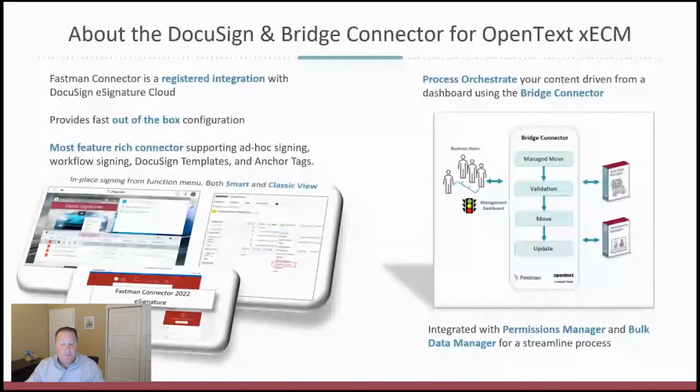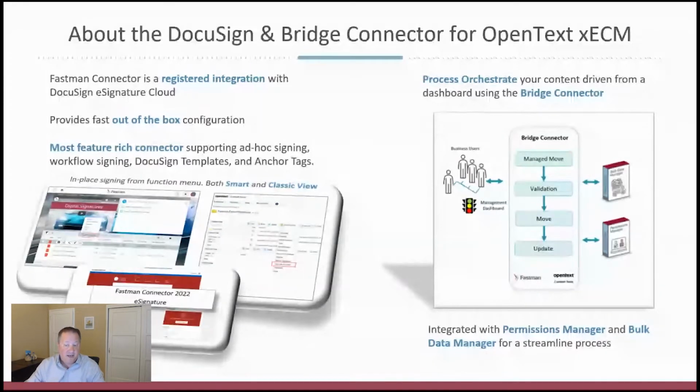You can also connect multiple DocuSign accounts to a single instance of Content Suite, which is commonly needed in scenarios where, let's say, the HR department runs its own separate DocuSign account from sales or from the operations department. The Fastman connector can connect multiple DocuSign accounts to a single instance of Content Suite, which is not always the case in other solutions that you may be investigating.